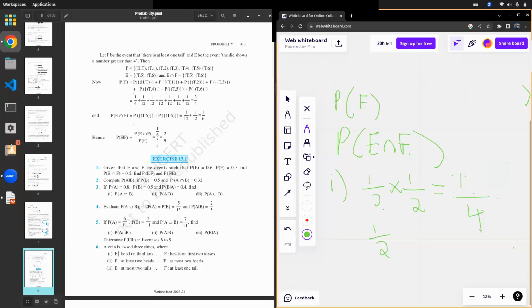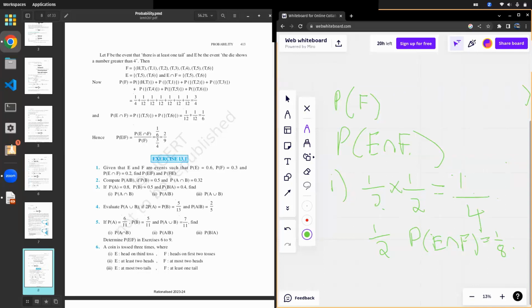So we know the value of probability of F and we also know the probability of E. We have to find the probability of E intersection F. Since each coin is independent of each other, we can say P of E intersection F is 1/2 into 1/2 into 1/2, which is equal to 1/8.